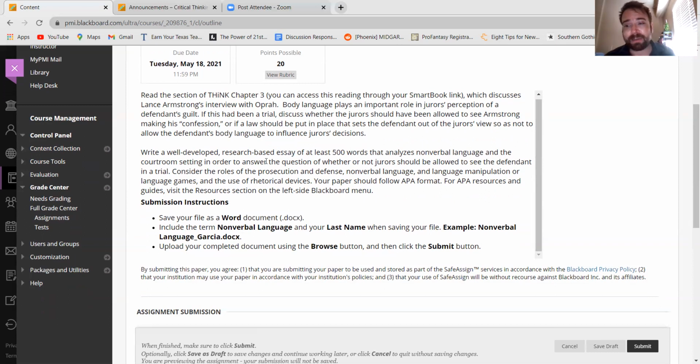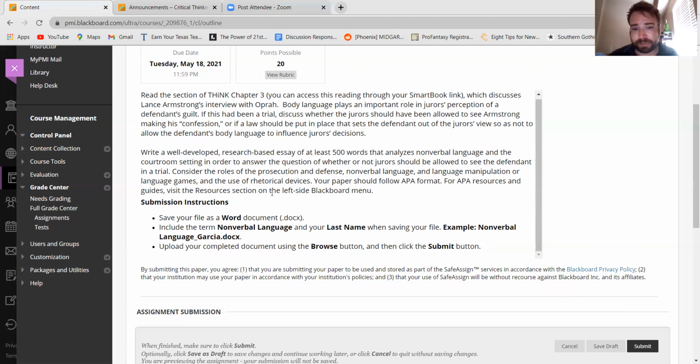Three, incorporate APA in-text citations, an APA reference page, APA headings, all of that stuff. There are guides on the left side of the Blackboard menu. There is a website called OWL Purdue APA. It is by far the best APA instructional guide on the internet that I know of.